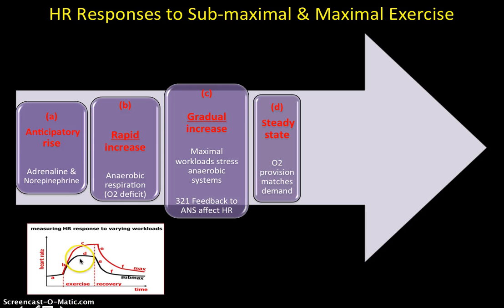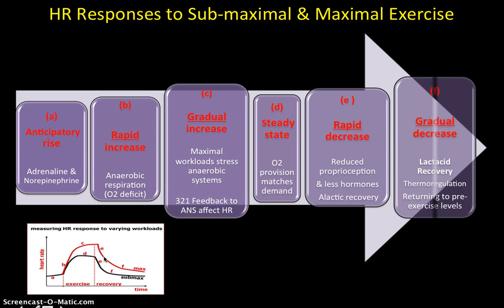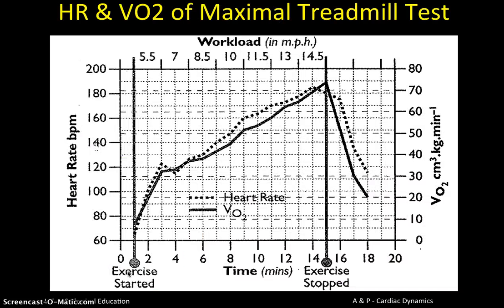D would have been, for the submaximal, the plateau, the levelling off, and we call this steady state, where we've got a match between the oxygen we're circulating and the demand for oxygen, so we've got what we need. After exercise then, in both cases, E involves a rapid decrease in heart rate or cardiac output, and F is then the gradual return back down to resting levels. And this increased heart rate and cardiac output help us replenish all our system with oxygen and remove all our waste products.